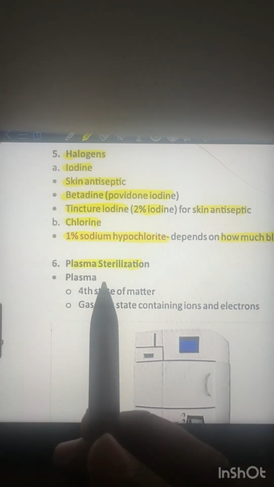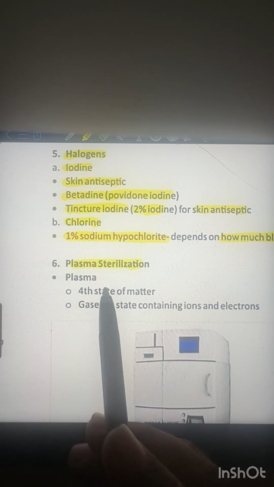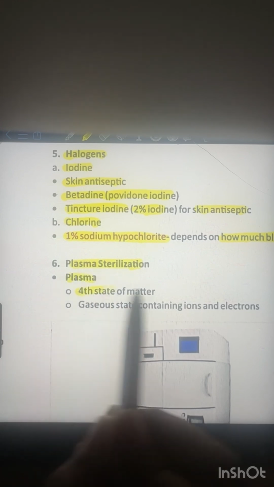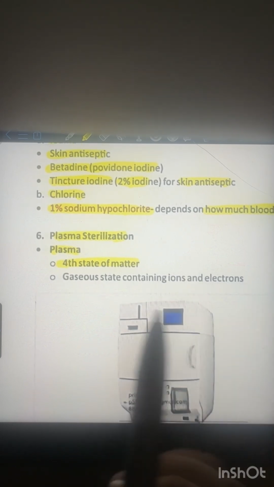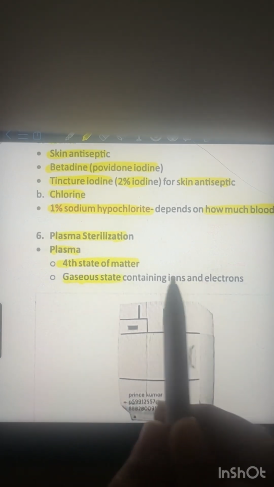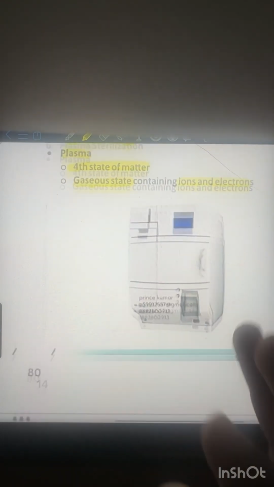Plasma is said to be the 4th state of matter, and that 4th state of matter contains ions and electrons. You say, oh my God, how do you create plasma? We create it in a machine called STERAD. Now in the exam, the word STERAD might be written on this machine, might not be. If it's not written, remember this white color box machine is a STERAD. And STERAD is nothing but a machine for plasma sterilization.